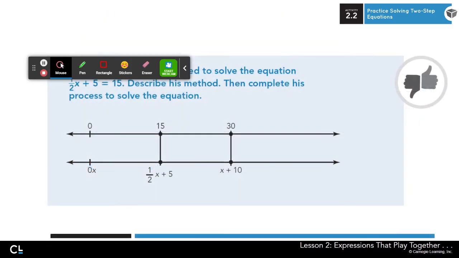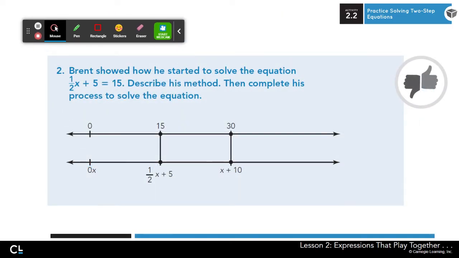Alrighty, and lastly, we've got question number 2 at the end. It reads, Brent showed how he started to solve the equation 1/2 x plus 5 is equal to 15. Describe his method. Then complete his process to solve the equation. If you haven't already, I want you to take about 2 minutes to work this out on your own. So pause here now, because I'm about to go over the solution to Brent's problem.